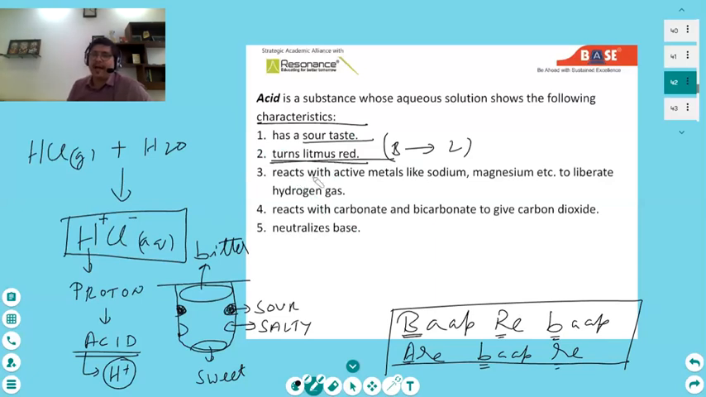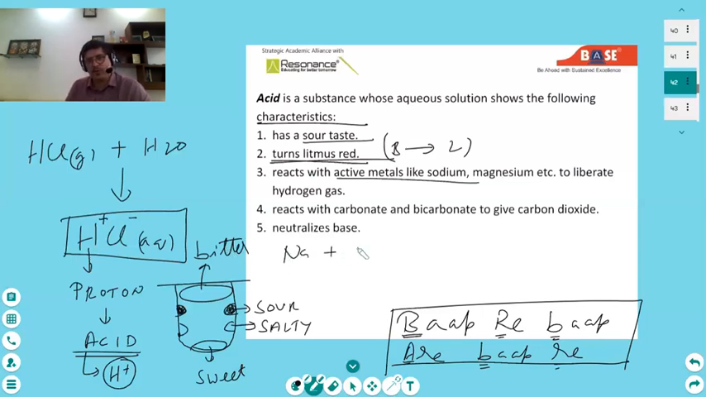Third, acid reacts with active metal like sodium, magnesium to liberate hydrogen gas, obviously. So what do you mean by active metal? There are a few metals like gold, silver, platinum. They don't react with acid. That's why they are very costly. You take gold and drop it into HCl, it does not react. But when you take sodium, it reacts. Aqua regia is a different thing. Don't get confused. Aqua regia can make silver and gold react.